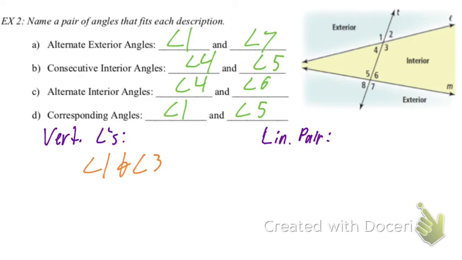What would be a linear pair? Raise your hand to give me a linear pair. Would that be 1 and 4? That would be 1 and 4, for example. Angle 1 and angle 4. You could also do angle 1 and angle 2. Linear pair, two angles will make a line. Angle 1 and angle 4. They're next to each other and they add to 180. Question on that?